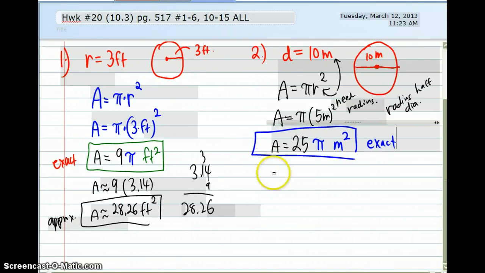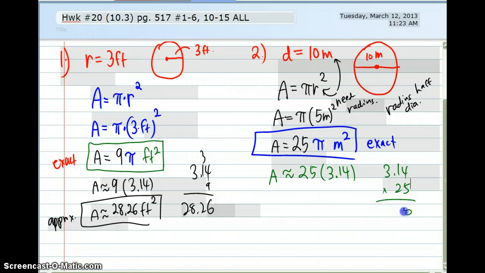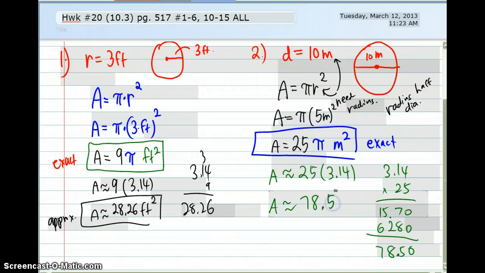And then I would do my approximate answer. Area is then approximately 25, and I'm going to multiply that with 3.14. Okay, and if I multiply that, I'm going to do that on the side, and I'm not going to use a calculator. Did we all get that answer? Area is approximately 78.5 meters squared, and that's my approximate answer. Okay, and we're going to do that for all of the questions.